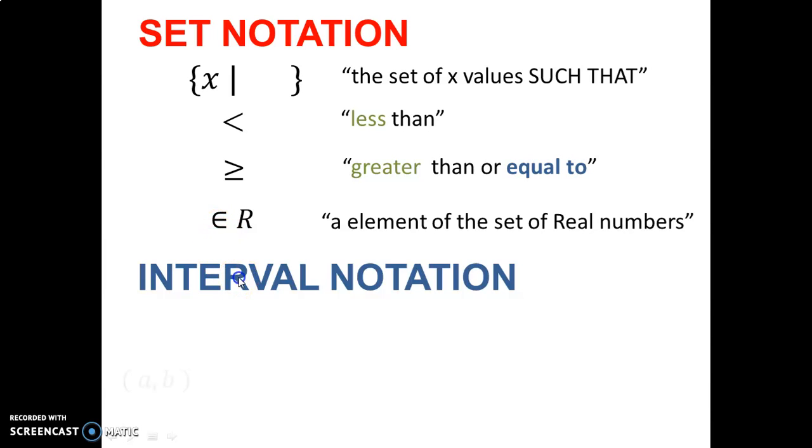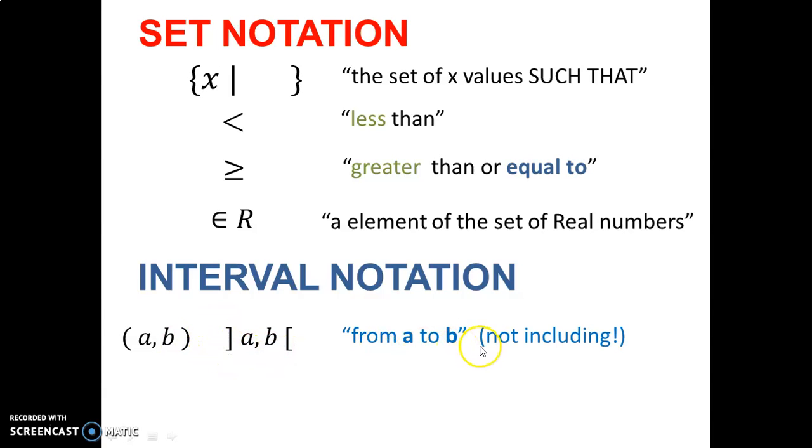Interval notation we had was if you go from a to b, we can write it like this also, and that means from A to B, not including. Remember, the round brackets mean not including those numbers, and also the outward turned brackets can mean the same thing, not including those. If we write it this way, however, it means from A to B, including A and B, because the brackets are turned inwards.